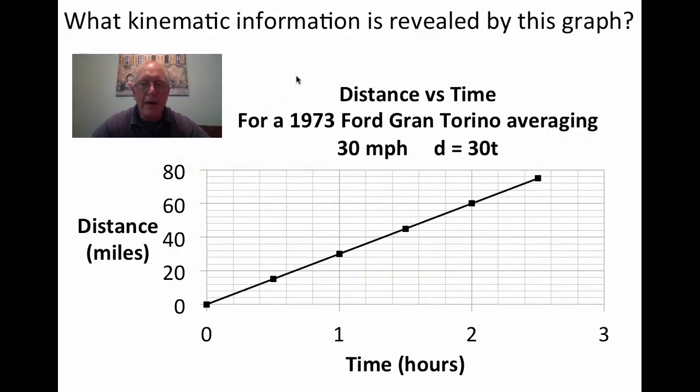Okay, so what do we get out of this graph? Well, we get the speed. By finding the slope, we know the speed. We also have an equation that means we can figure out what the distance is for any time. Not just the points that were on the graph, but for any time at all.